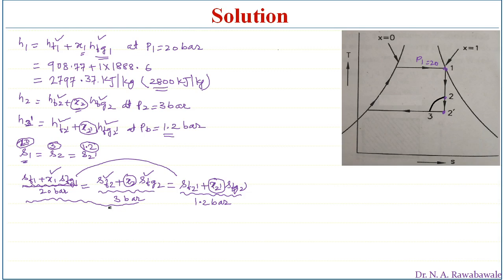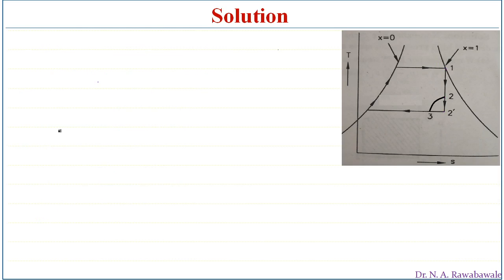So now we'll take first two terms. First two terms we will take at 20 bar and 3 bar, and we'll simplify. We'll find out X2 value, then we'll find out X2 dash, then we will come back to H2 dash and H2. So taking first two terms, SF1 plus X1 SFG1 equal to SF2 plus X2 SFG2. So this is at pressure of 20 bar, that is at pressure of 3 bar.